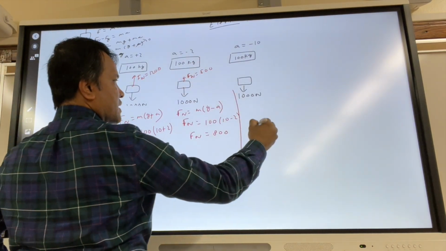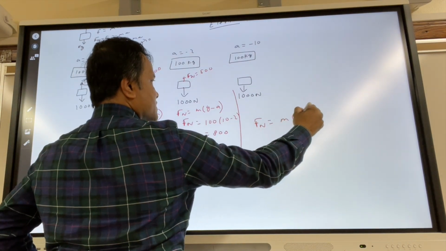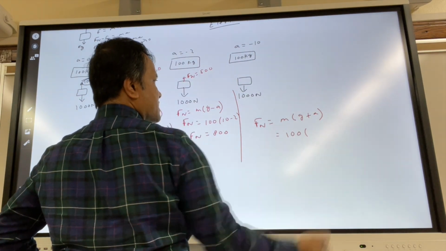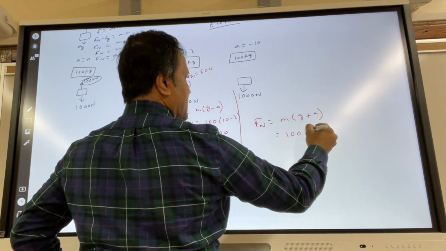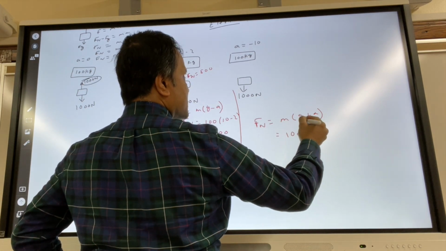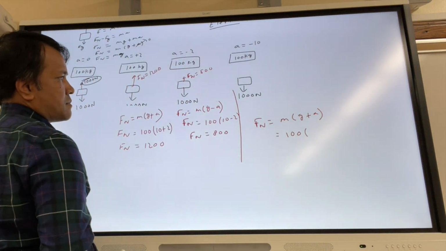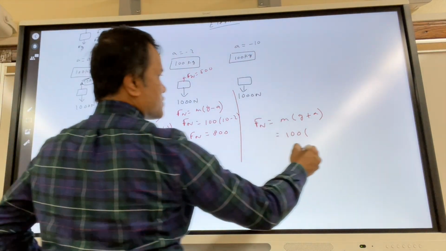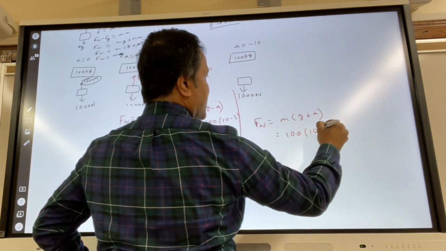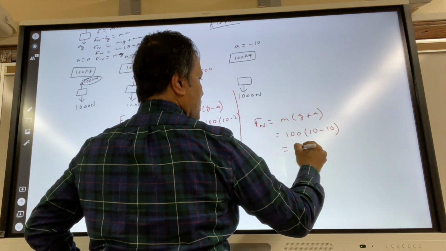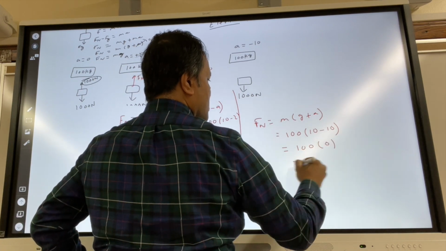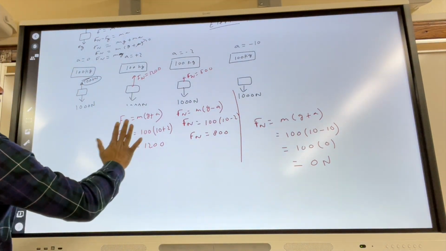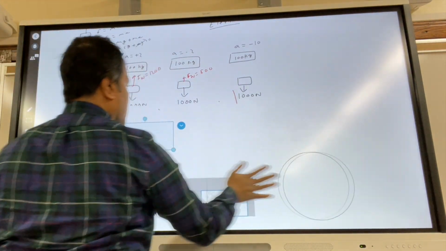For this one, Fn is m times (g plus a). So m is 100, g is 10, and acceleration is negative 10. So 100 times 0, so Fn is 0 newtons. So there is no Fn. Okay, a few other things you're going to find from here.